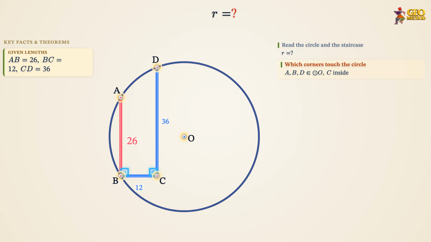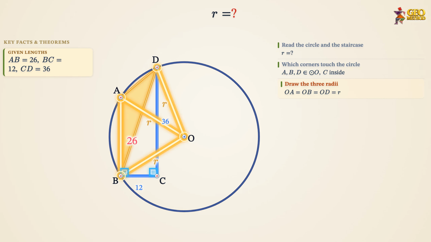Draw the 3 radii from the center O out to A, out to B, and out to D. Because those 3 points sit on the circle, the radius from O to A, the radius from O to B, and the radius from O to D are all the same length R. Pinning down the center, therefore pins down R.